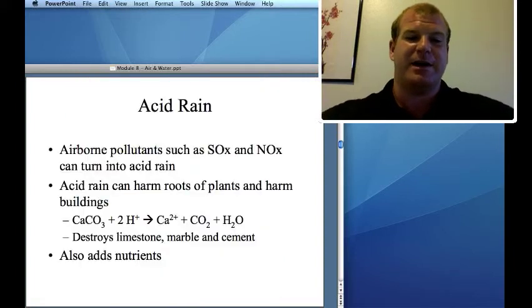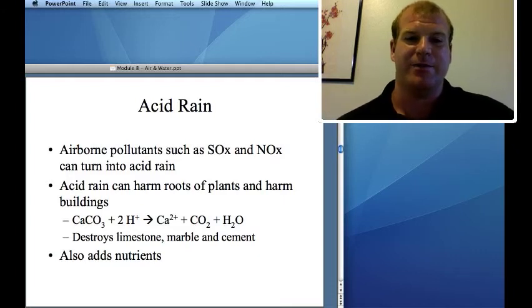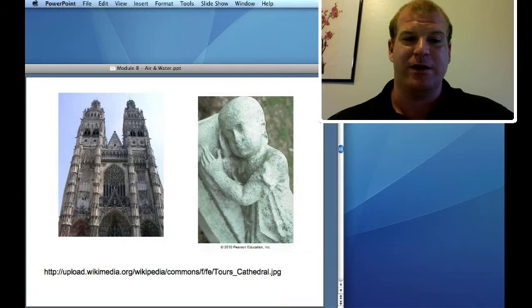Acid rain we've talked about quite a bit. Besides harm to plant life, it can damage buildings. So calcium carbonate, which is limestone and/or marble, and cement, it can destroy them. Here are some pictures of a cathedral and a statue that acid rain could harm over time.